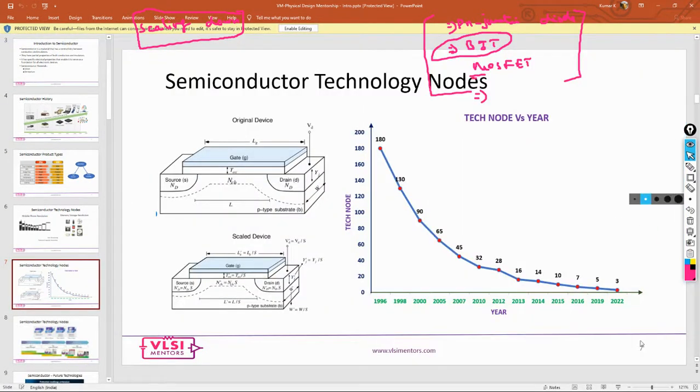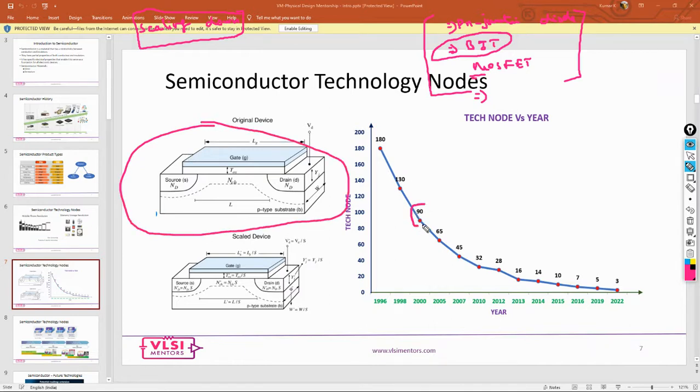So what is the meaning of scaling? You have your transistor, and this transistor can be scaled down. Say this is your transistor size at 90 nanometer. Now the whole transistor can be shrunk, including your gates, the whole structure. This shrinking is something that we call scaling.